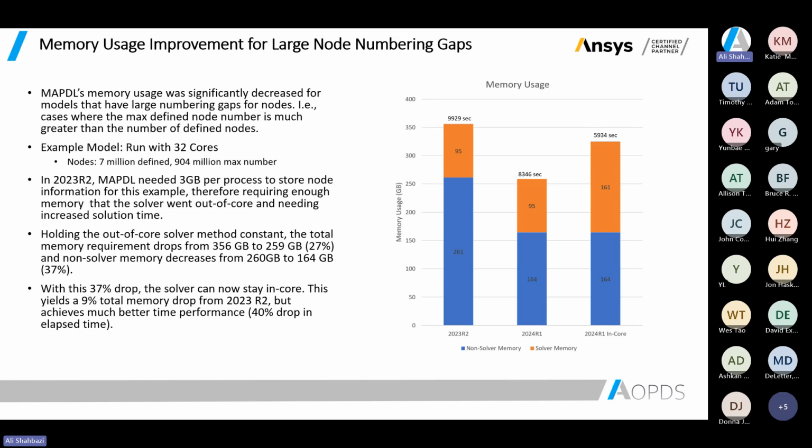which you can clearly see how much memory is being used and how much improvement Ansys made for the models. So in 2023 R2, mechanical APDL needed 3 GB per process to store node information for this example, therefore requiring enough memory that the solver went out of core and needing increased solution time.